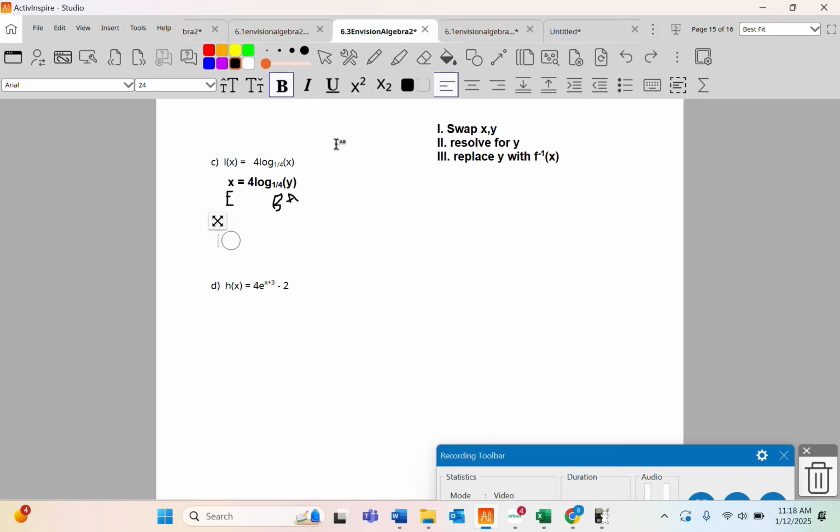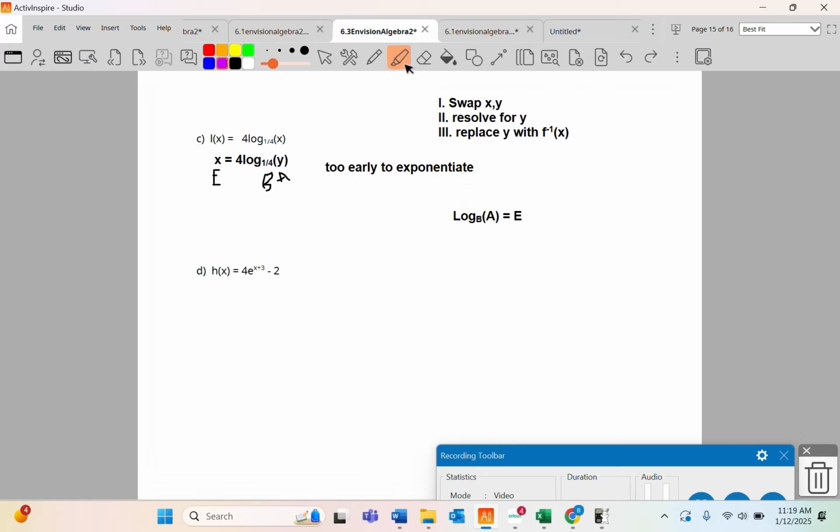Oh, too early. It's too early to exponentiate. I almost made a mistake. See, your rule about logarithms only has a singular logarithm. See how there's an understood 1 in front of that log? There's a 4 there. Too early. Milbrath, you almost messed up.